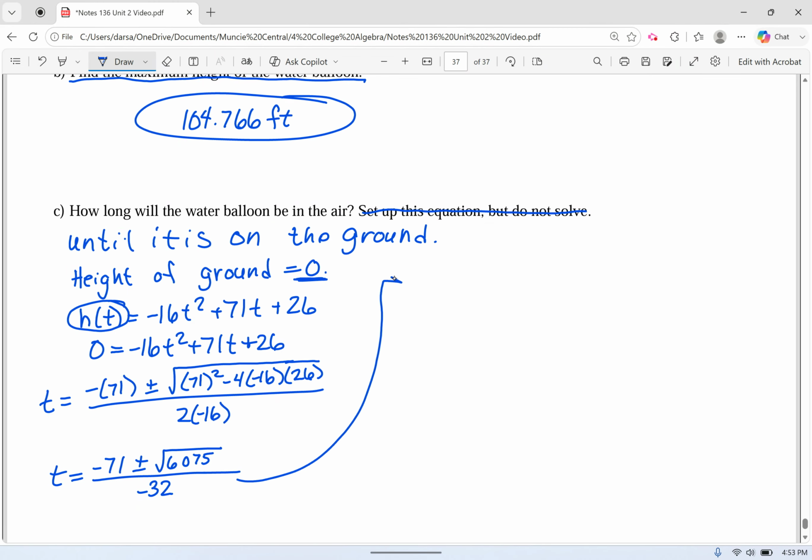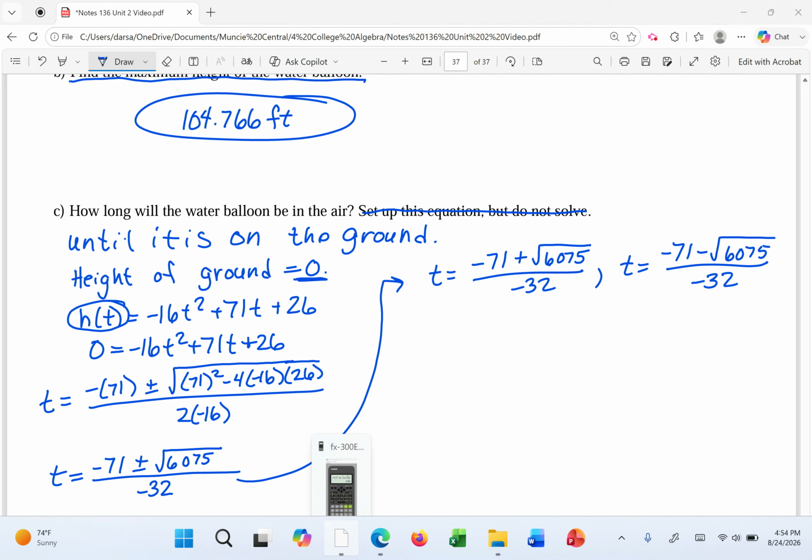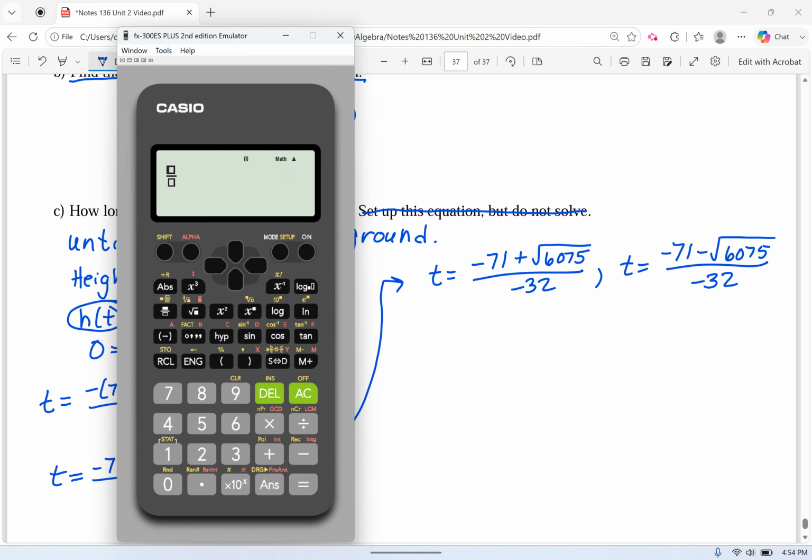This is actually 2 times. We have time equals negative 71 plus the square root of 6,075 over negative 32. And we have t equals negative 71 minus the square root of 6,075 over negative 32. Now, the problem with these answers is I have no idea how long that is. Is that 2 seconds? Or is it 200 seconds or 2,000 seconds? I have no idea how long that is. So we need to take a minute and put them into our calculator and let the calculator simplify them for us. Start with a fraction.